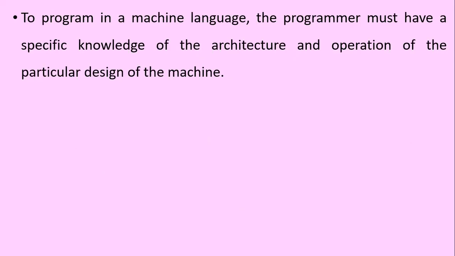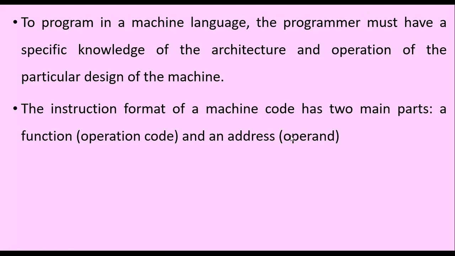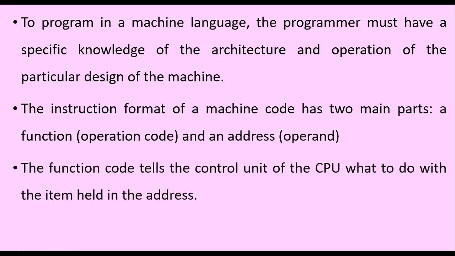So, to program in a machine language, the programmer must have specific knowledge of the architecture and the operation of a particular design of the machine. The instruction format of a machine code has two main parts, which are a function or operation code and an address, or what we refer to as the operand. The function code tells the control unit of the central processing unit what to do with the item that is held in the address.